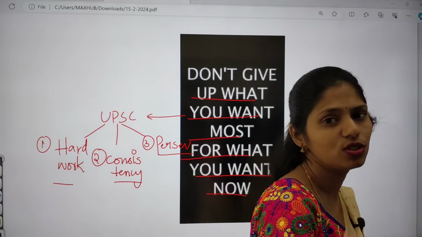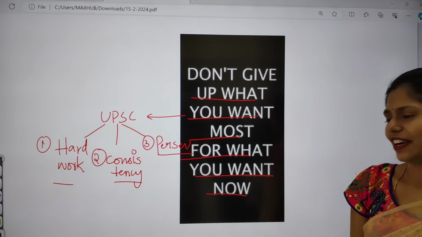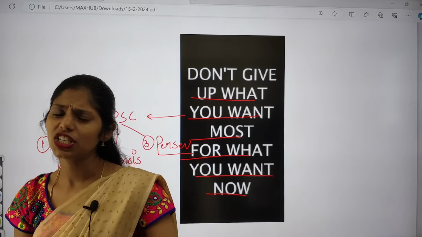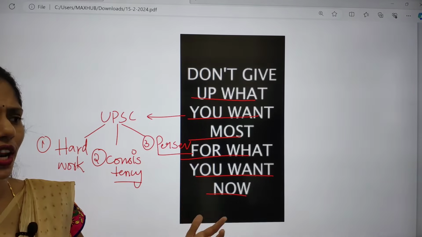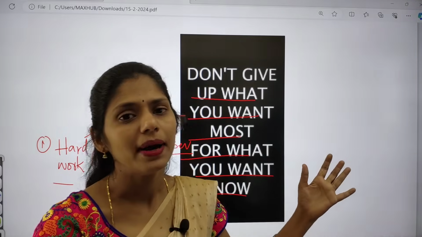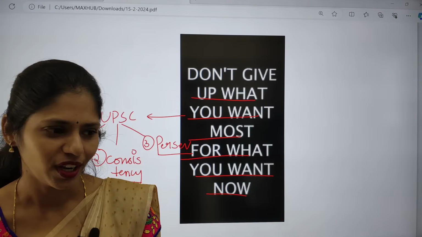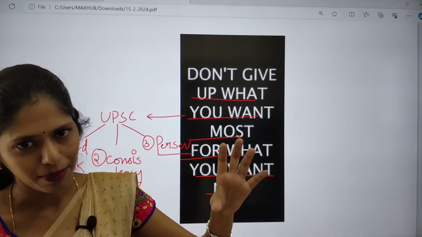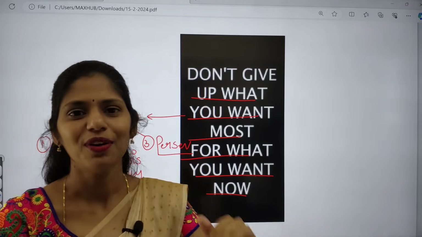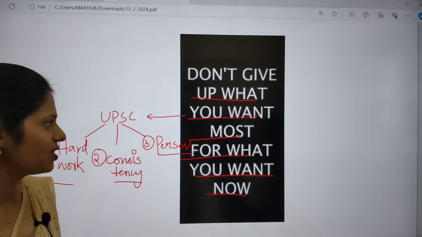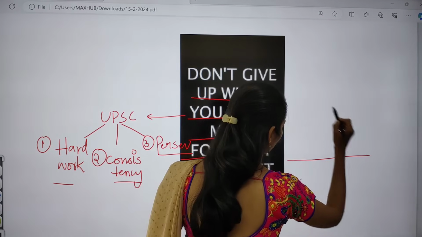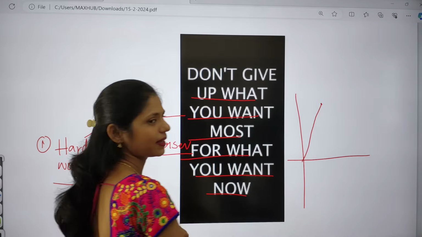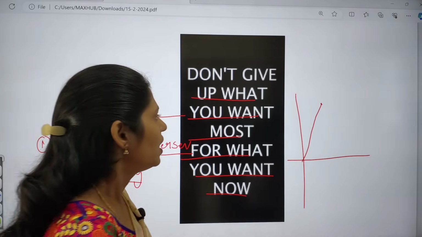These 3 are important for cracking UPSC, and especially when students start preparation, they will have 100% josh. They will say that within 1 year I will crack it, I will cover each and every subject, and initially they will study for 10 hours, 12 hours, sometimes 14 hours. But as time goes on, 3 months pass, 4 months pass, and what happens? The graph will come down. Yes or no? Initially they have josh, the graph moves up, and they even reach 14 hours per day.